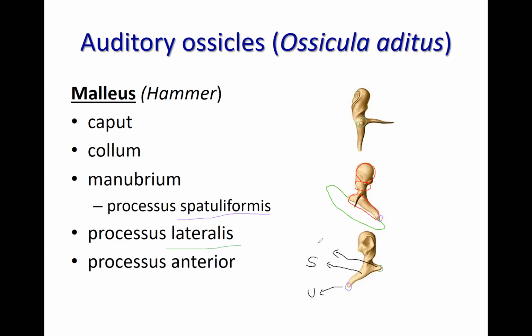And the last structure is the anterior process, which is this one. Yeah? And the anterior process goes into the petrotympanic fissure with the ligament, which then continues from that, and it's the anterior malleolar ligament, called the anterior process. So that's the malleus.